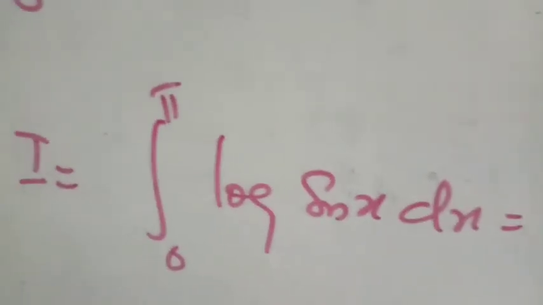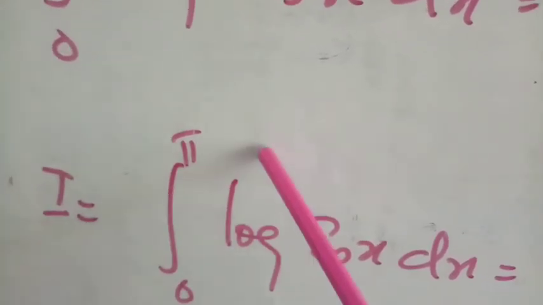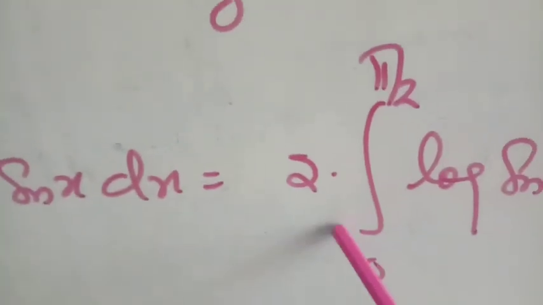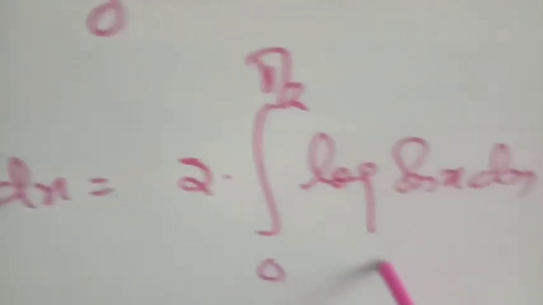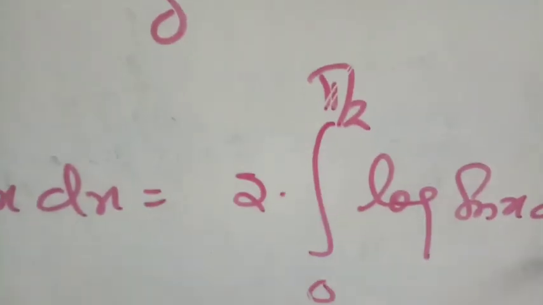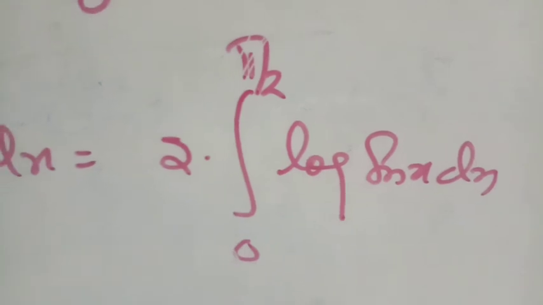നമ്മൾ മുമ്പേ പറഞ്ഞ പോലെ 0 to pi എന്നുള്ള ലിമിറ്റിനെ നമുക്ക് സ്പ്ലിറ്റ് ചെയ്യാം. ഇത് 2 into pi by 2 ആണെന്ന് വിചാരിച്ചാൽ 0 to 2a can be written as 2 into integral 0 to a. That is 2 into integral 0 to pi by 2 log sin x. ഇതാണ് ഇച്ചിരി മുമ്പേ നമ്മൾ ചെയ്തത്. ഈ പ്രീവിയസ് ക്വസ്റ്റ്യൻ നമ്മൾ ചെയ്തിട്ടുണ്ട്.